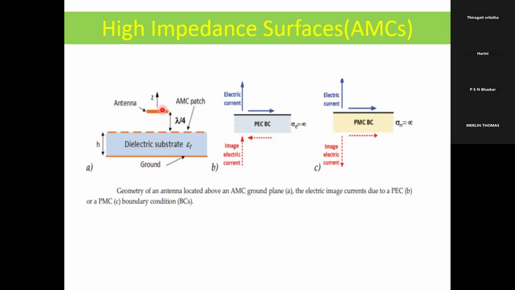So some spacing must be maintained if you want to place an antenna above the conductor. Instead of using a PEC, we are going to use a PMC, because a PMC is not going to introduce any phase shift. It's 0 degrees phase shift, so the spacing can be reduced. This is the advantage of having an AMC instead of the PEC, the perfect electric conductor. The PMC is the perfect magnetic conductor. Instead of a perfect magnetic conductor, you are calling it an artificial magnetic conductor, by which you can reduce the spacing between the antenna and the conducting plate.